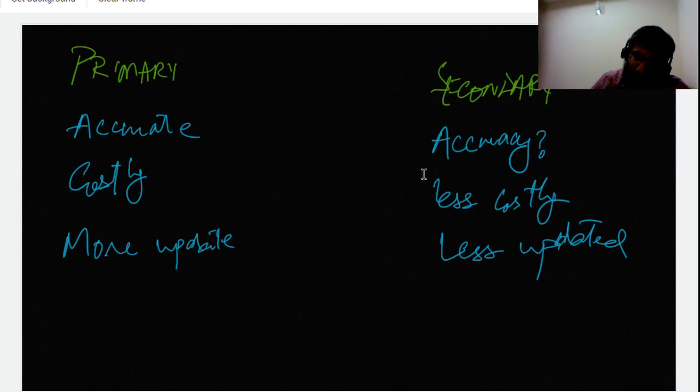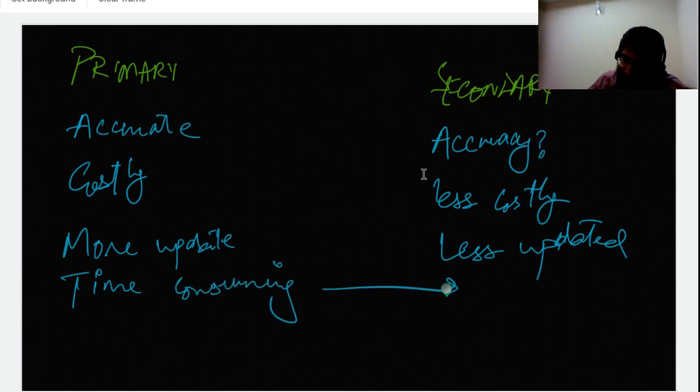It would be more time consuming, the primary one. And this one would be less time consuming. Primary research, the biggest advantage is that it is confidential. It is something that is just available with you. Whereas the secondary research, others might also have access to it.